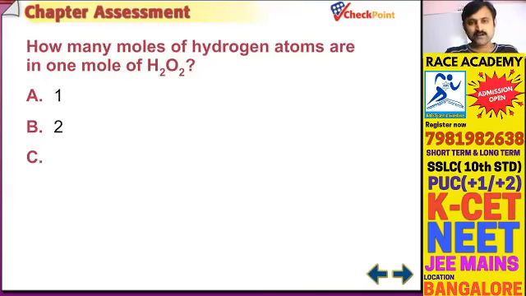How many moles of hydrogen atoms are in 1 mole of H2O2? See, given formula is 1 mole, the subscript is 2. So remember, that is the answer for this one.